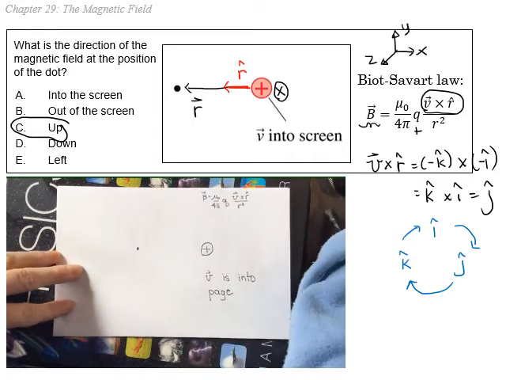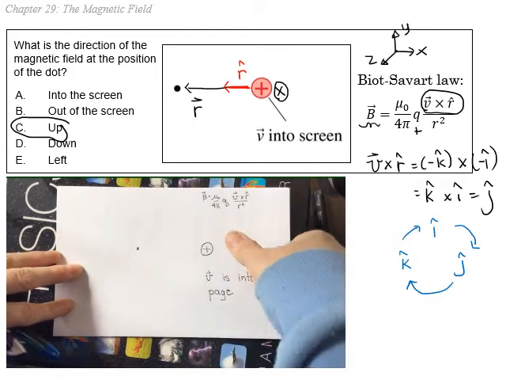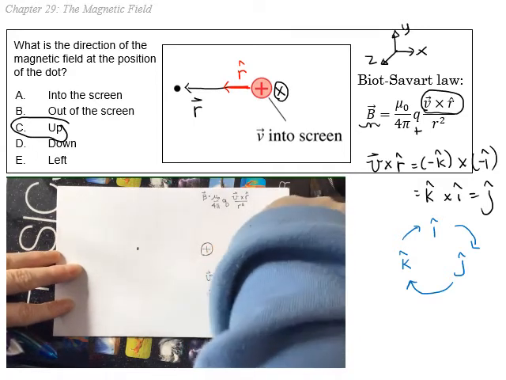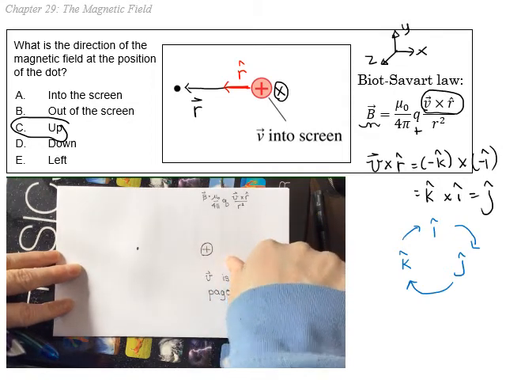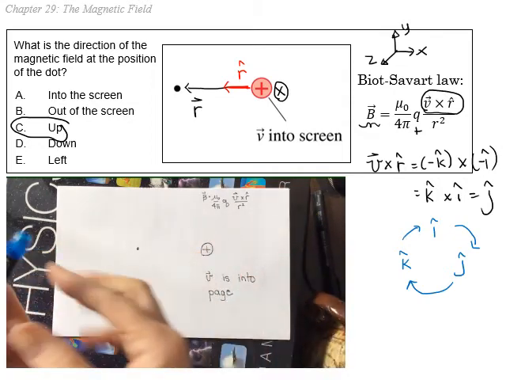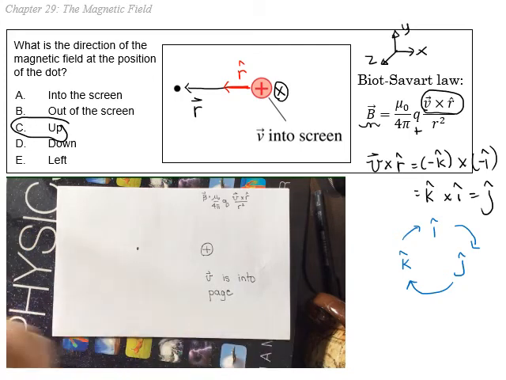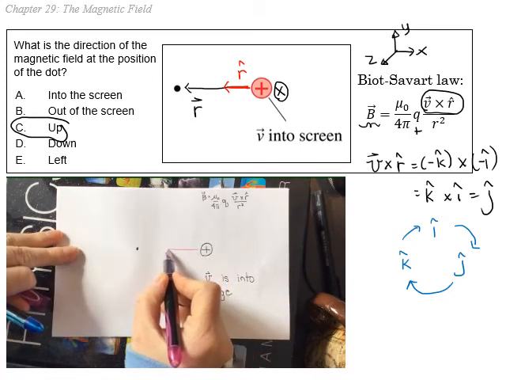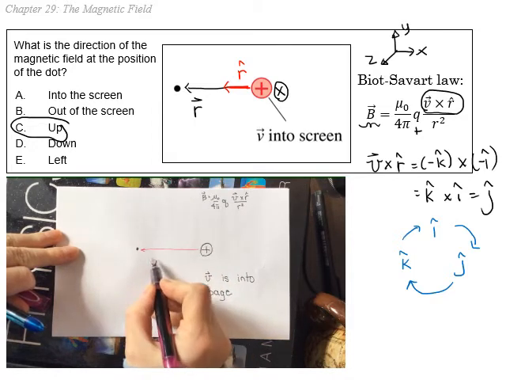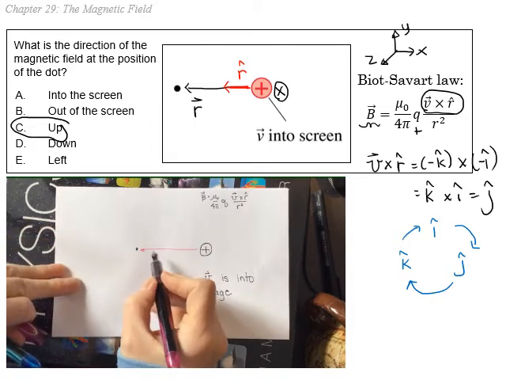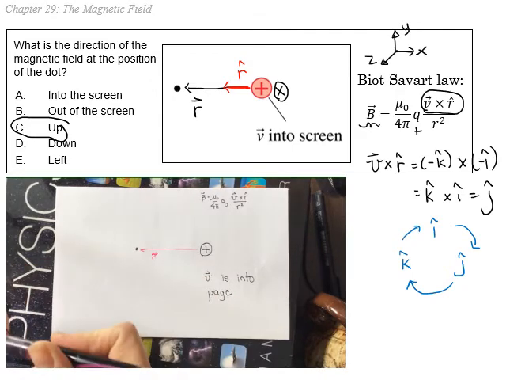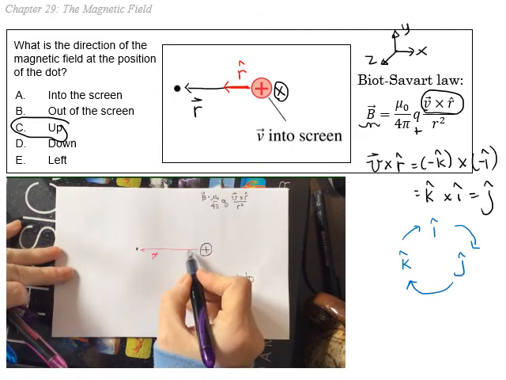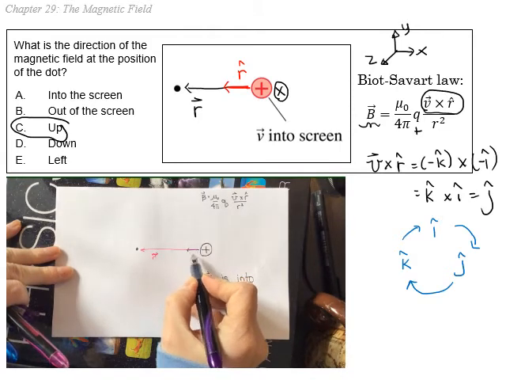To do our right-hand rule, we point our thumb in the direction of V. That's going to be into the page, so down away from me. Then I have to put my index finger in the direction of R hat. As a reminder, vector R is from my charge to my point. So there's my vector R. Unit vector R hat is a unit vector, so it has length 1, but it points in the same direction as R.